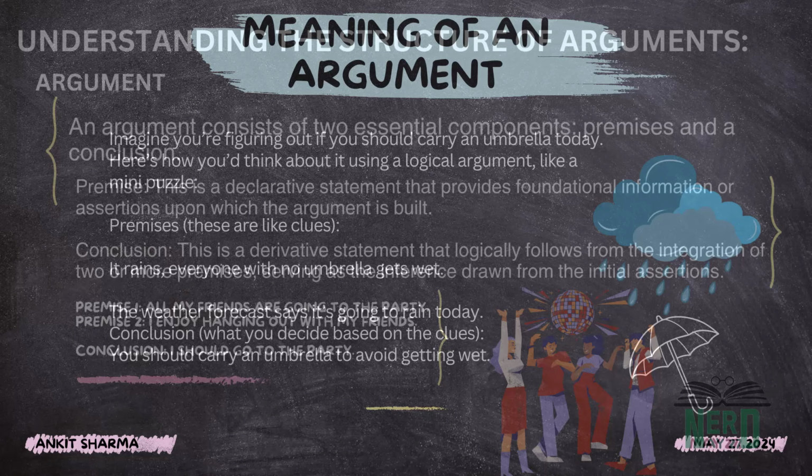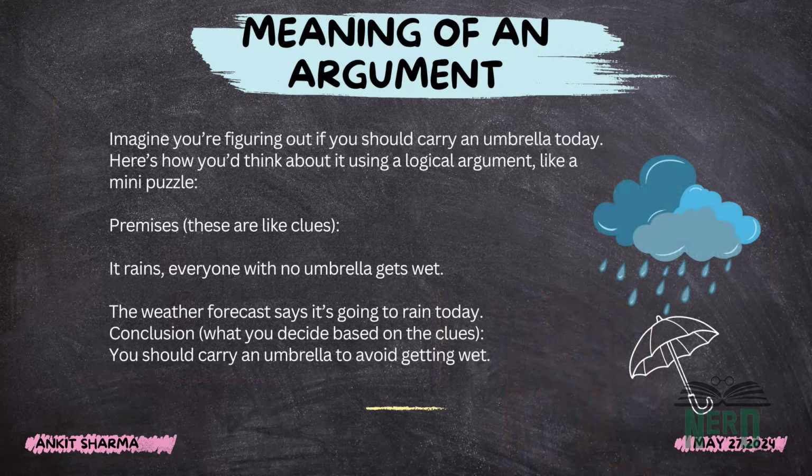Now we will talk about the meaning of argument. Imagine you're figuring out if you should carry an umbrella today. Here's how you'd think about it using a logical argument, like a mini puzzle. Premises. These are like clues. 1. When it rains, everyone without an umbrella gets wet. 2. The weather forecast says it's going to rain today. Conclusion. What you decide based on the clues. You should carry an umbrella to avoid getting wet.